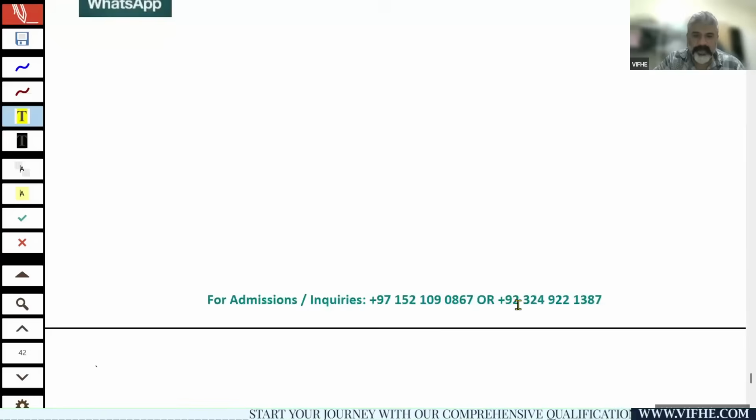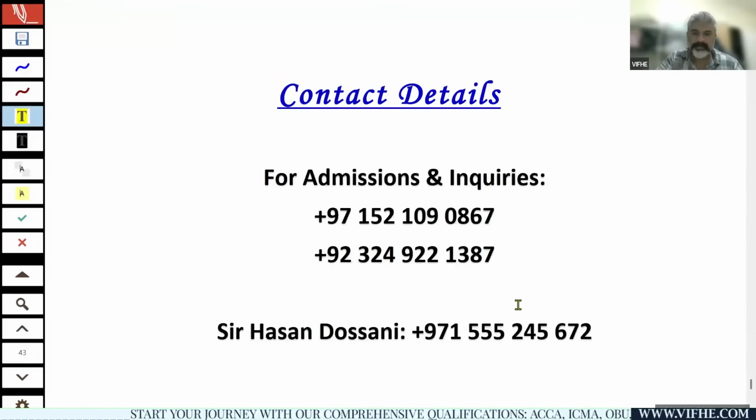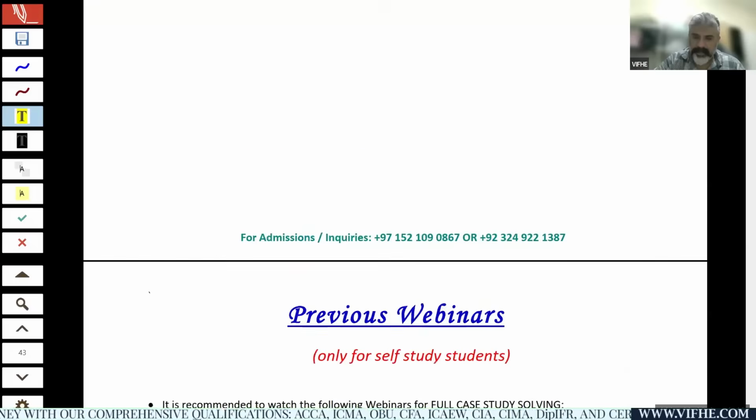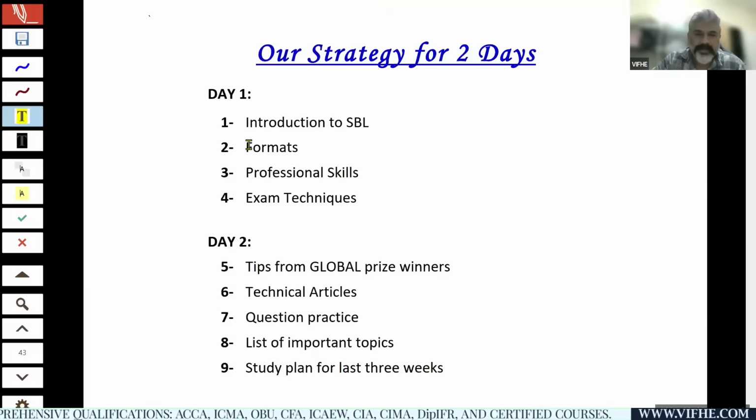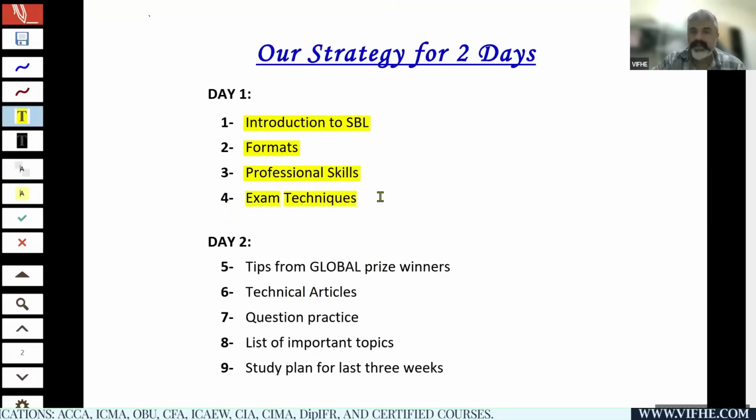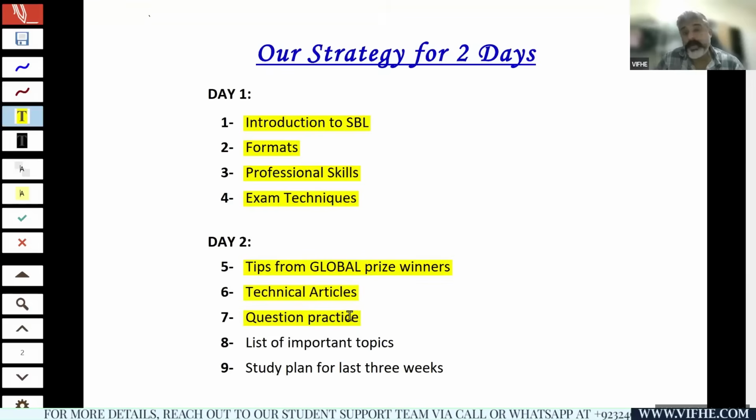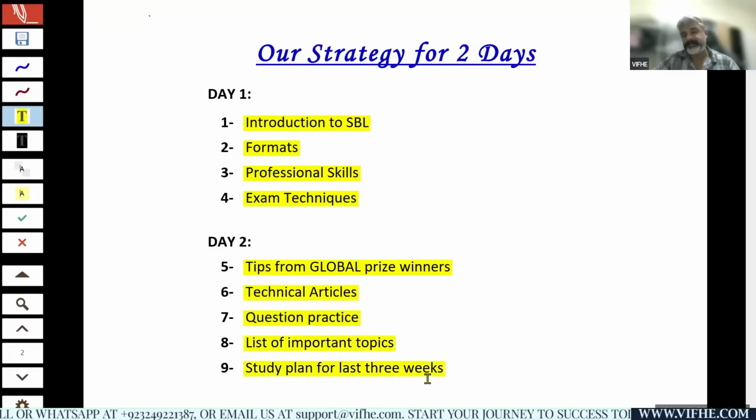All right, so I'm done with today's class. I just want to go back and see my plan. Today we talked about introduction done, formats done, professional skills done, exam techniques done. Tomorrow, very important. First, we'll start with some tips from global prize winners so that you know exactly what they did. We'll talk about some technical articles. Tomorrow, we will also be solving one question so that you understand how to link and how to draft. And after the drafting, I will share a list of important topics and the study plan.